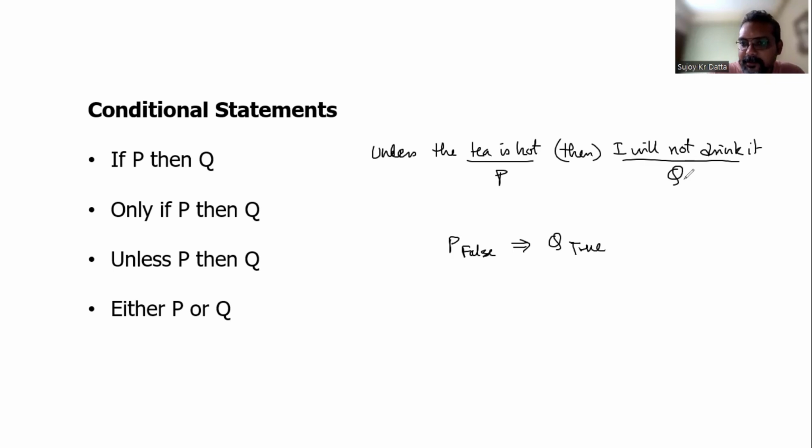So here Q is true. The tea is not hot, I will not drink. So I will not drink is Q. So Q is true. Similarly, let us say Q is false. What does that mean? I will not drink is false, which means I am drinking the tea. And I had said that unless the tea is hot, I'm not going to drink it. But you find me drinking. That means the tea must have been hot, so P must have been true. So P false, Q true; Q false, P true. The statement and its contrapositive.